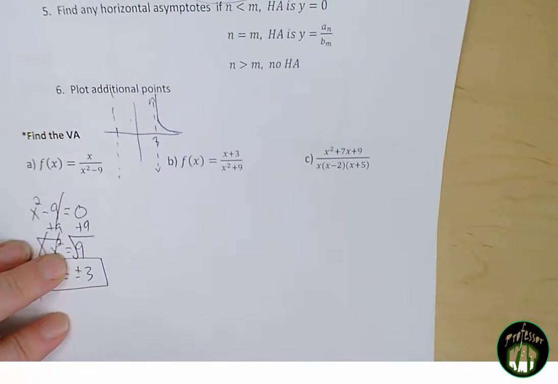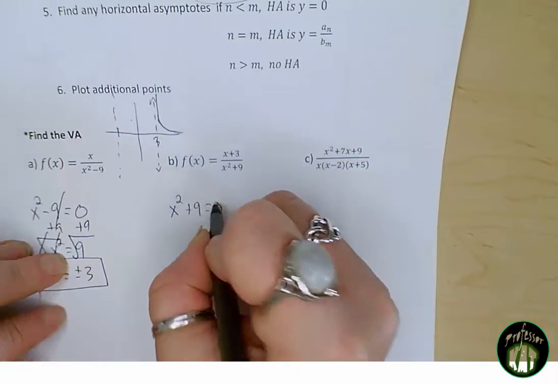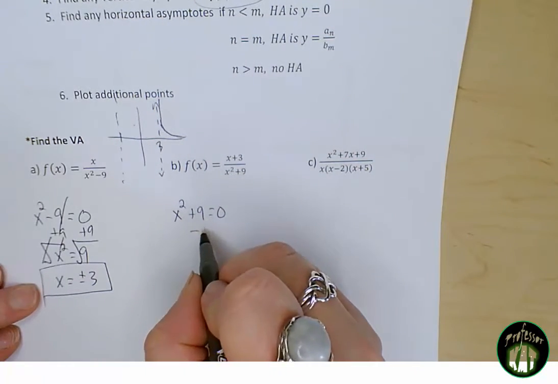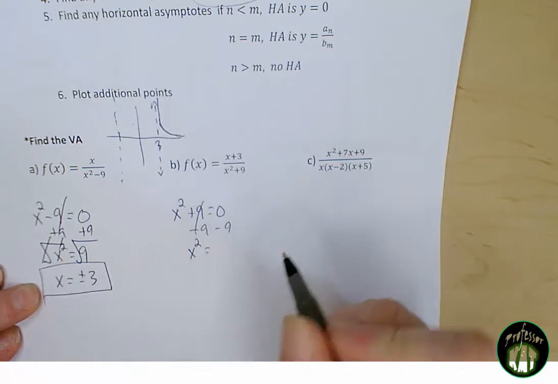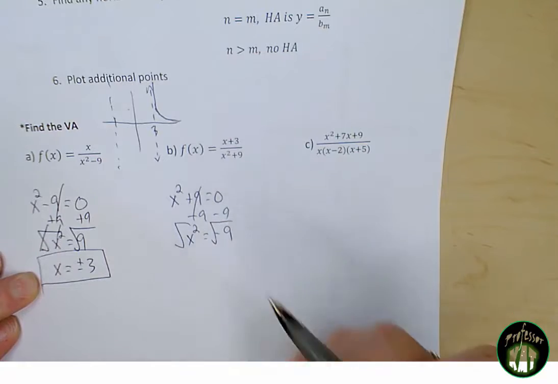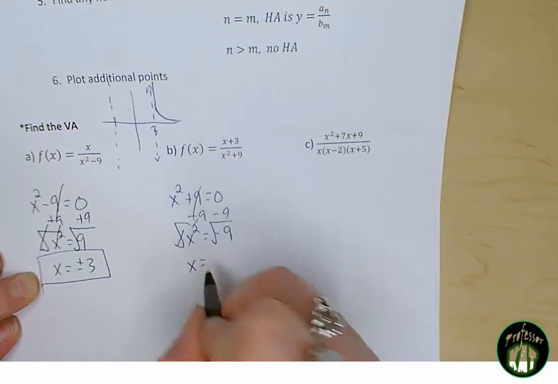Moving on to the next example, again, set your denominator equal to 0 and solve. So here our denominator is x squared plus 9. And we're going to set that equal to 0 and solve here. So I'm going to start by subtracting 9 on each side. That's going to give me x squared on the left and negative 9 on the right. Take the square root of each side. And on the left-hand side, square root and square cancel to give you x.